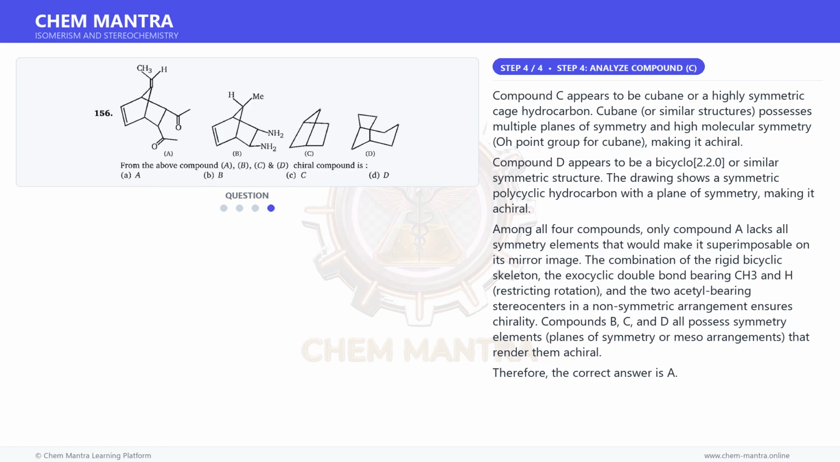Among all four compounds, only compound A lacks all symmetry elements that would make it superimposable on its mirror image. The combination of the rigid bicyclic skeleton, the exocyclic double bond bearing CH3 and H restricting rotation, and the two acetyl-bearing stereocenters in a non-symmetric arrangement ensures chirality. Compounds B, C, and D all possess symmetry elements, planes of symmetry or meso arrangements, that render them achiral.